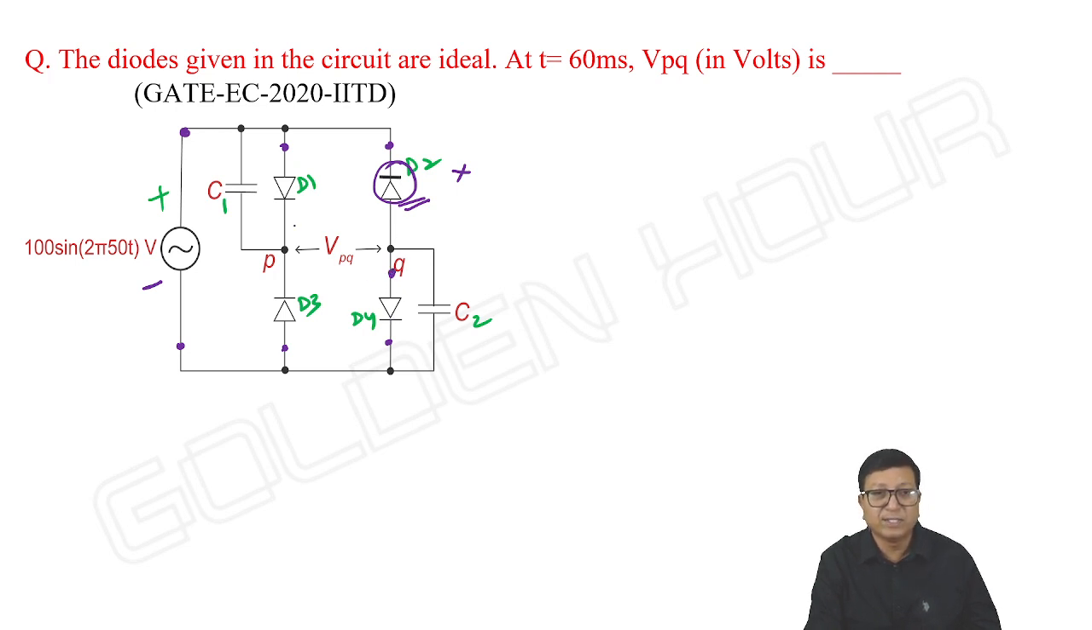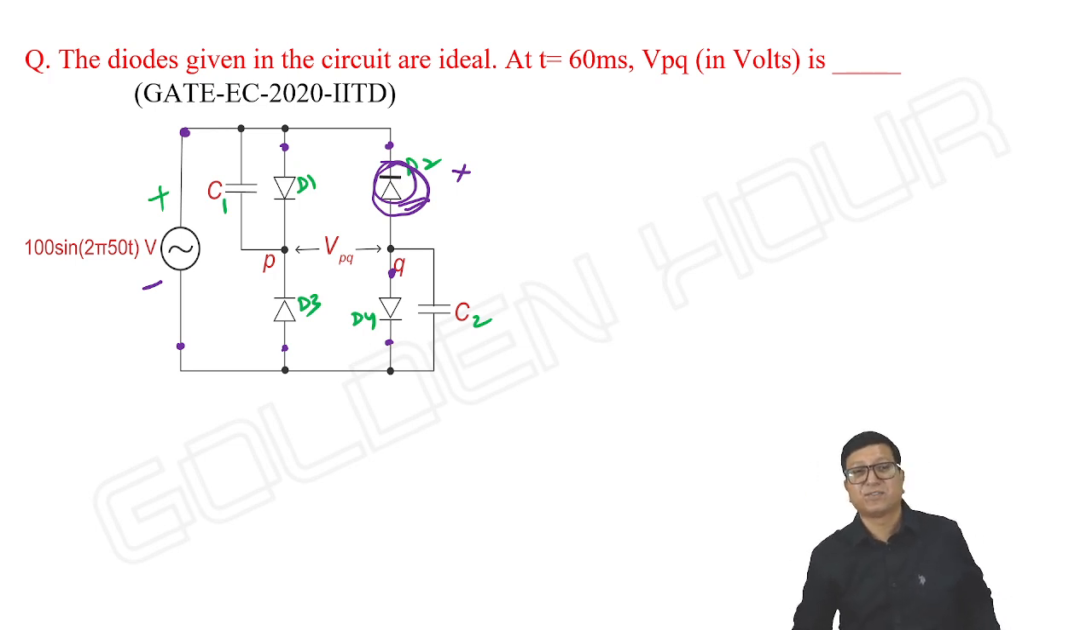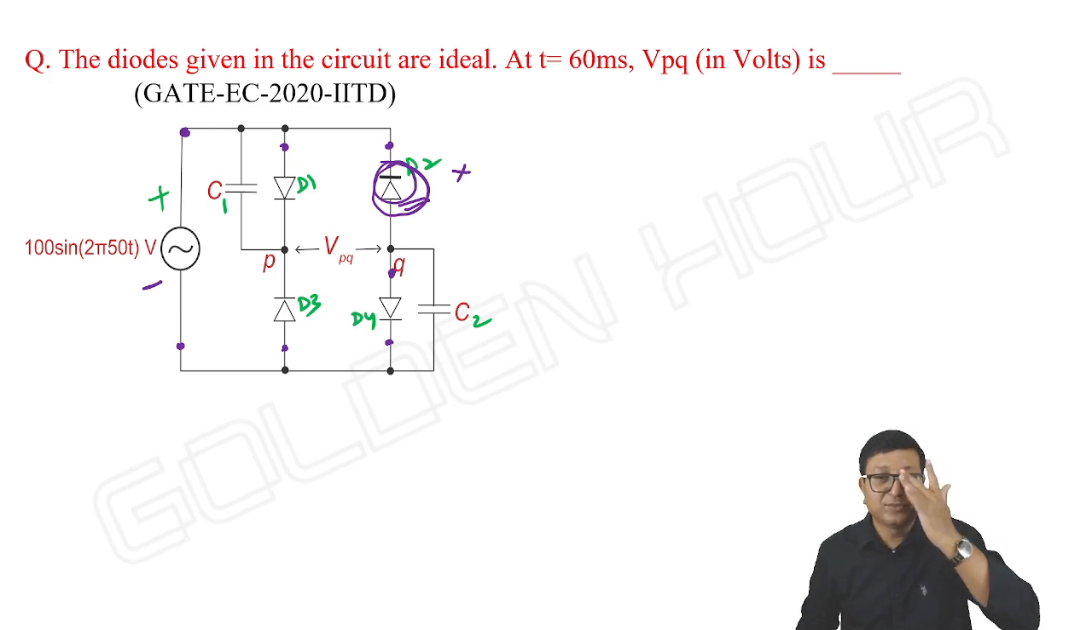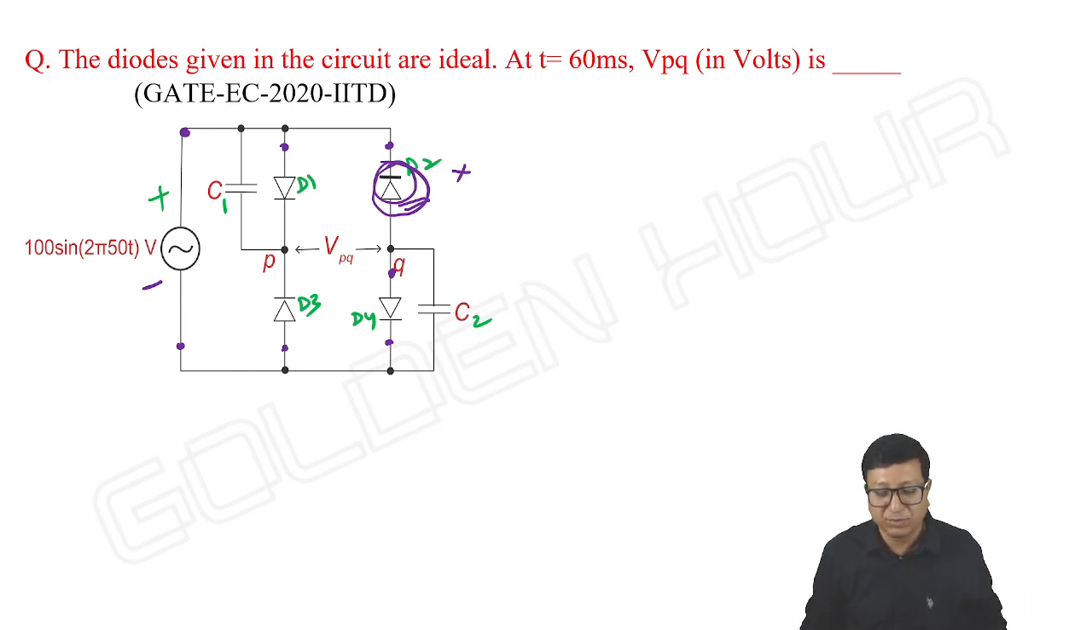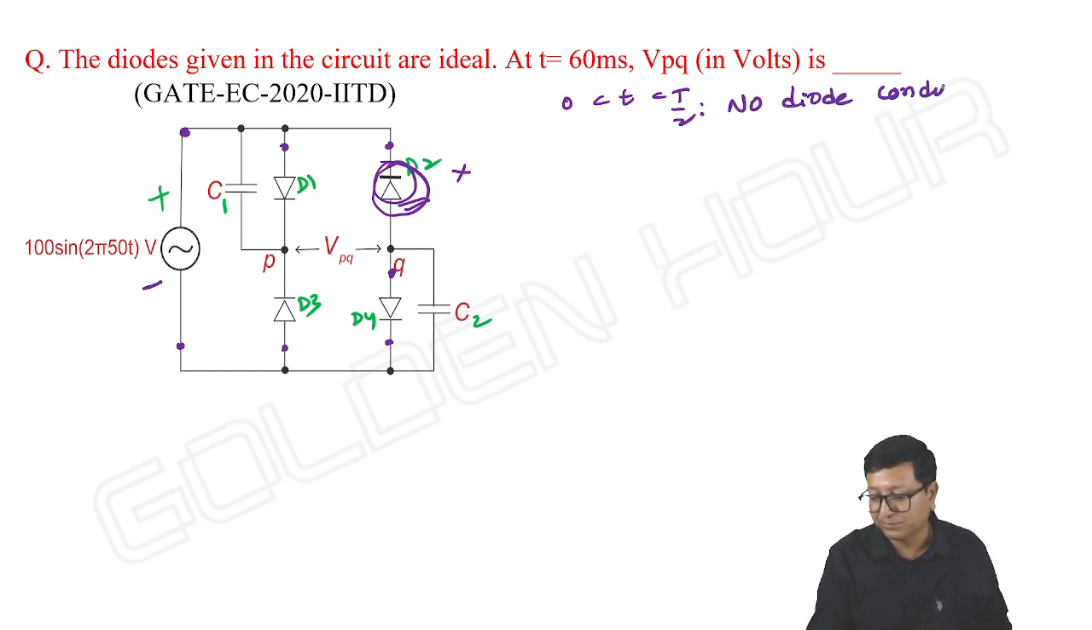Its anode is looking like going towards positive and its cathode is going towards negative, but in between we have D2 which is not conducting. Means no diode conducts during the first half cycle, I can say positive. During the first half cycle, 0 less than t less than T by 2, no diode conducts. So what is the equivalent circuit we can take?